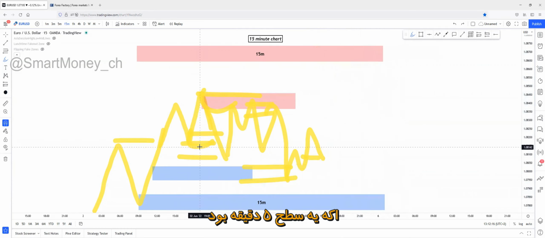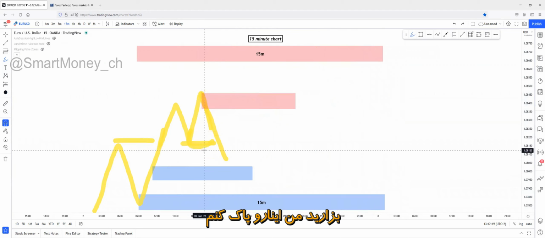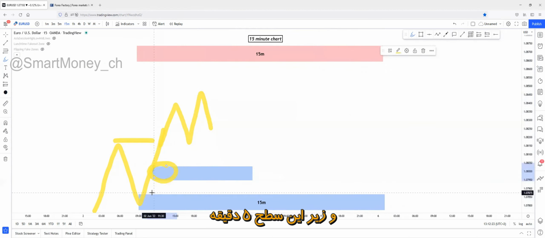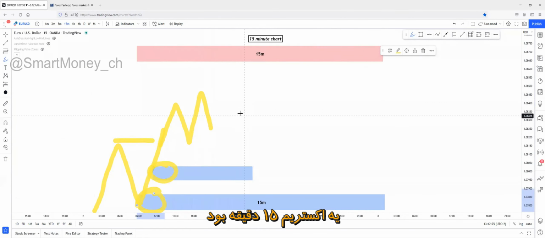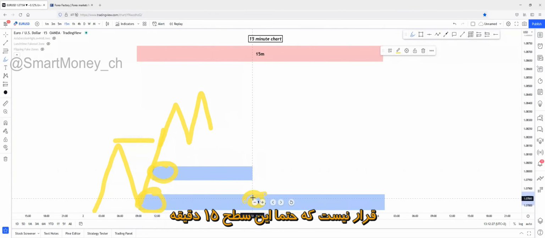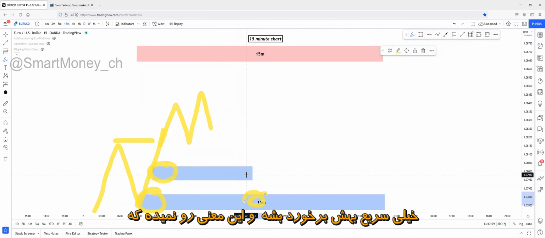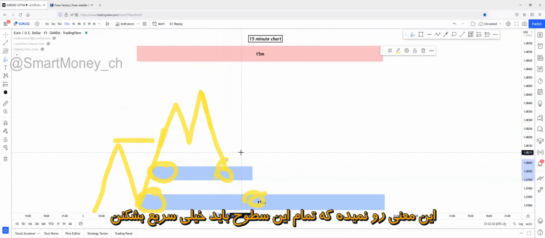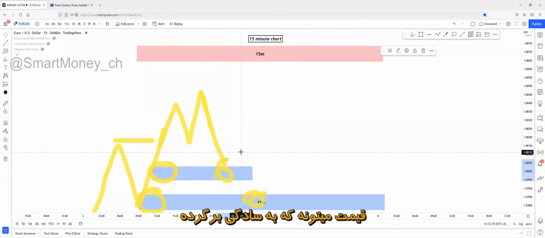If there's a 5-minute zone, sorry, let me just remove everything. If there's a 5-minute zone right here, and below this 5-minute zone there's an extreme 15-minute zone, it doesn't mean that this 15-minute zone has to be tapped immediately. And this 5-minute demand zone has to be broken. It doesn't mean that all of these zones have to be tapped immediately if it's a pro trend.